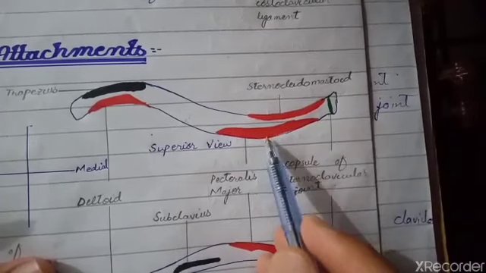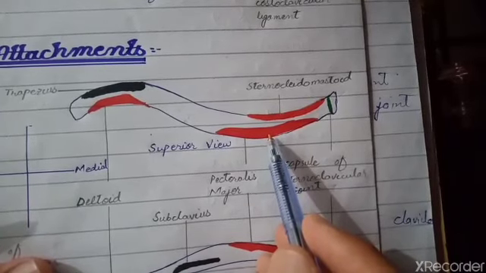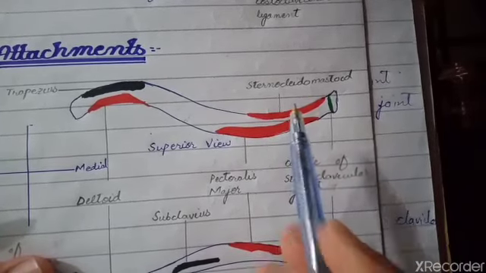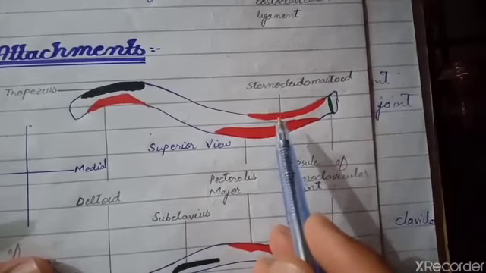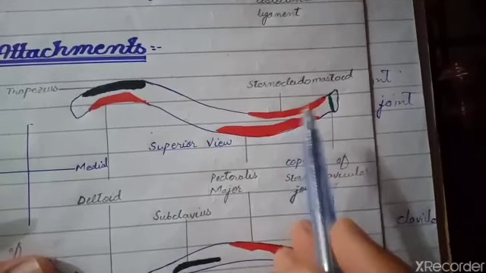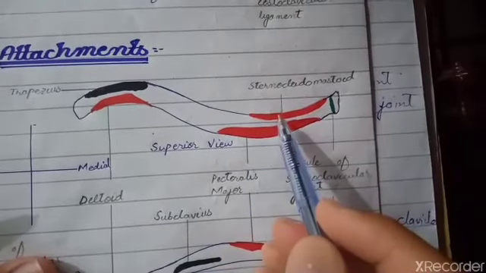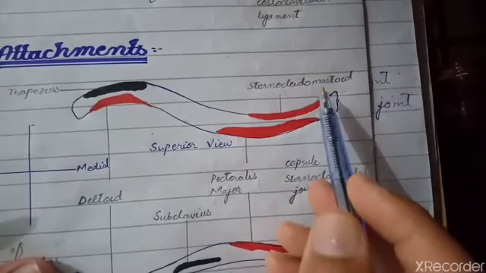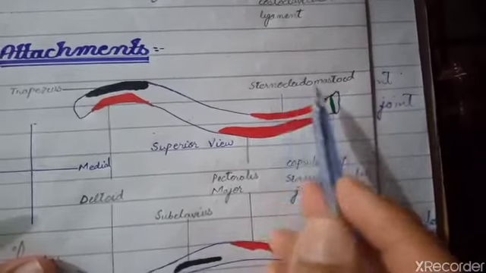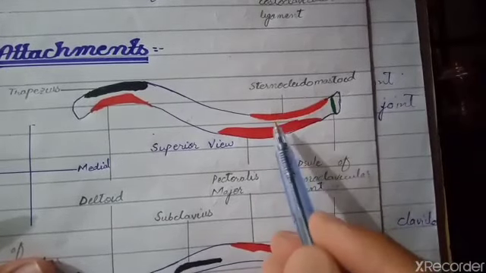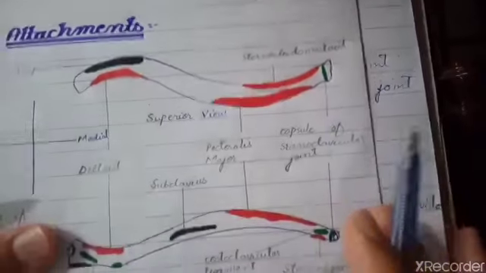The anterior aspect of the medial two-third gives attachment to the pectoralis major. The superior half of the rough surface gives origin to the sternocleidomastoid muscle, and it is not the whole sternocleidomastoid muscle. It is only the clavicular head of the sternocleidomastoid muscle.